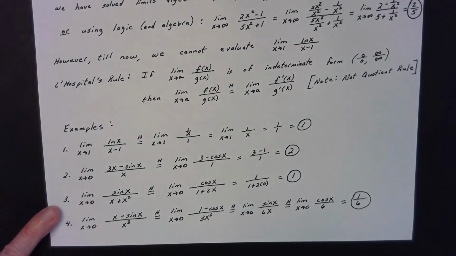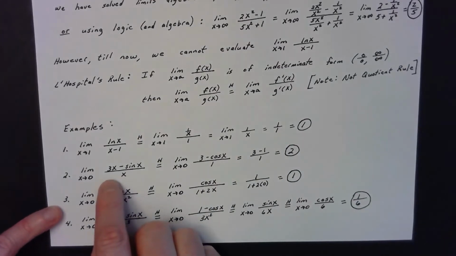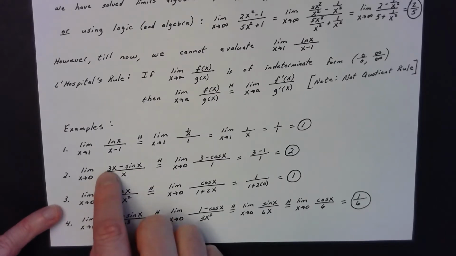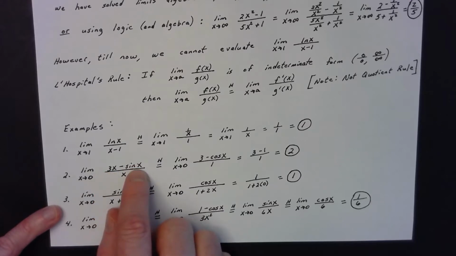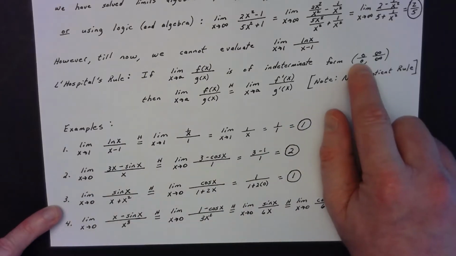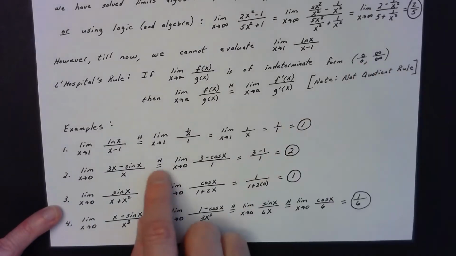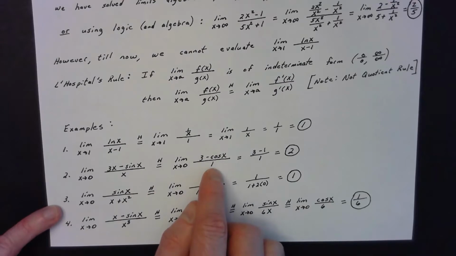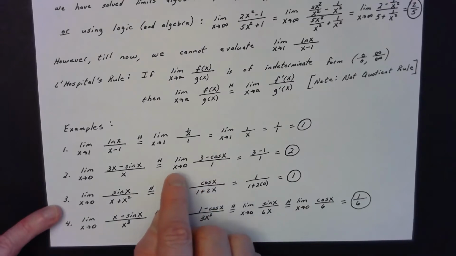Now, for the next problem, I have the limit as x approaches 0 of 3x minus the sine of x, over x. If x is 0, your numerator is 3 times 0 minus the sine of 0. All that's 0. Your denominator is 0. Yet again, it's of the indeterminate form 0 over 0. So L'Hopital says you should be able to use this method of taking the derivative of the numerator over the derivative of the denominator and then evaluating your limit.